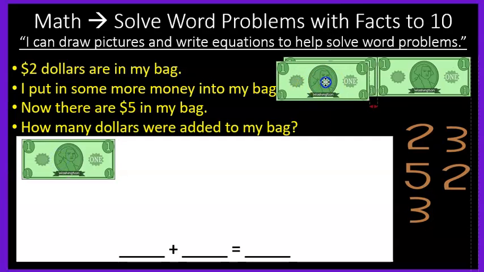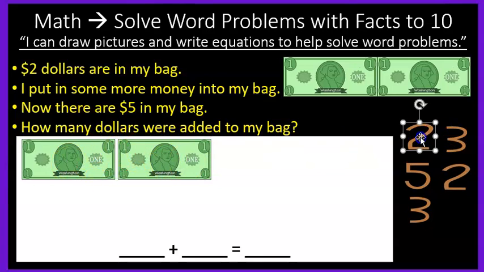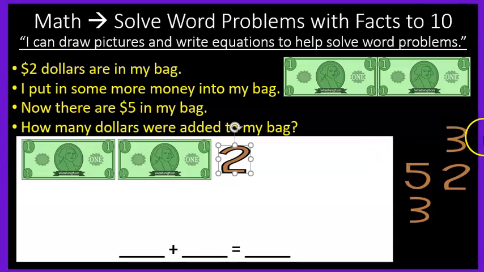1, 2. Okay, now we have $2 here. Same thing, you're just going to put the number 2 there, okay? So now, the first statement is finished. Move on to the next one.